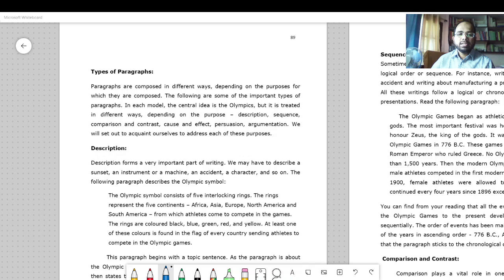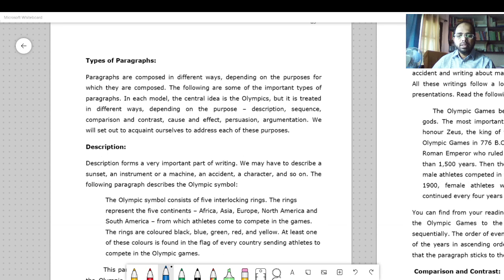So in this session we are going to see something about the types of paragraph: description, sequence, comparison, and contrast. Paragraphs are composed in different ways depending on the purpose for which they are composed. The following are some important types of paragraphs, and in each model the central idea is the Olympics.